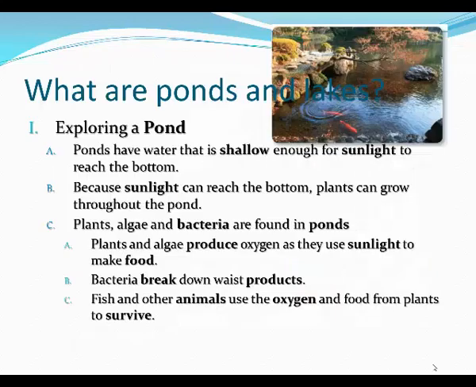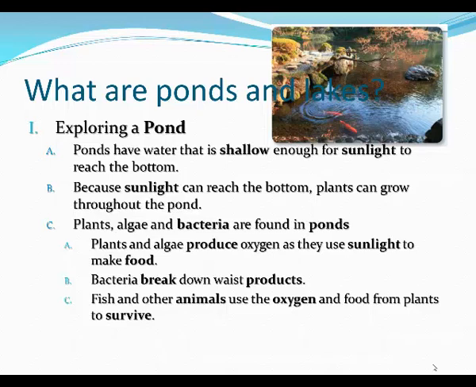Ponds and lakes. Ponds we'll start out with. Ponds have water that is shallow enough for sunlight to reach the bottom. Because sunlight can reach the bottom, plants tend to grow throughout the entire pond. Plants, algae, and bacteria are found in ponds.